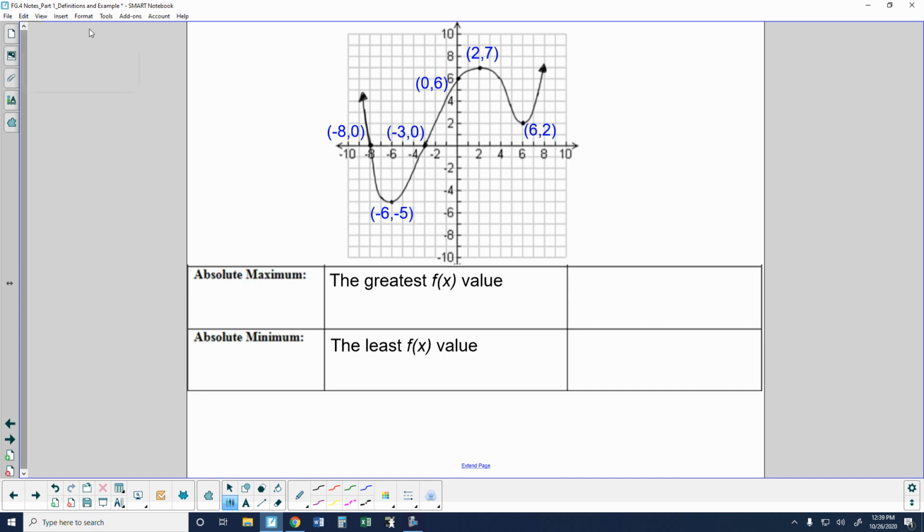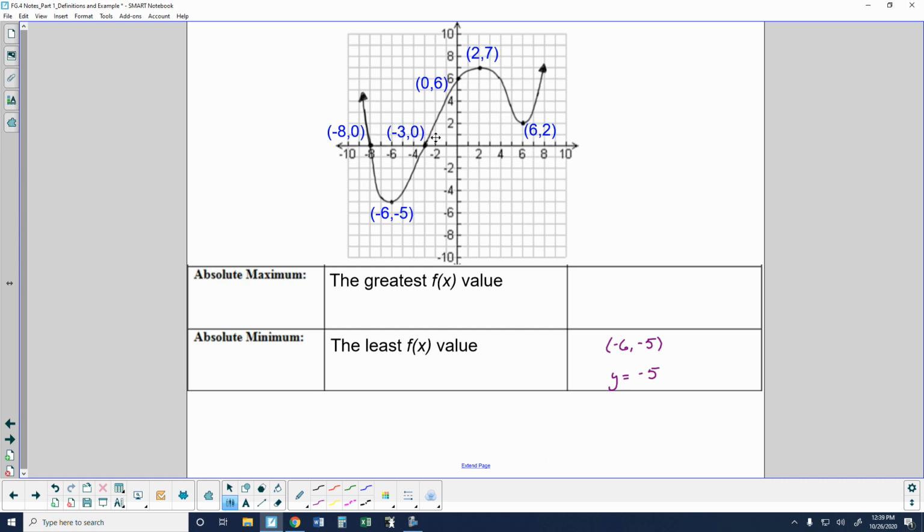Taking a look at our function, let's look first for an absolute minimum. So I want to find the lowest location on the graph, and that would be here, this turning point down here at the bottom. So this was a relative minimum, but it's also an absolute minimum because it's lower than any other point. So we could list this as a point, or we could list the y value at that point.